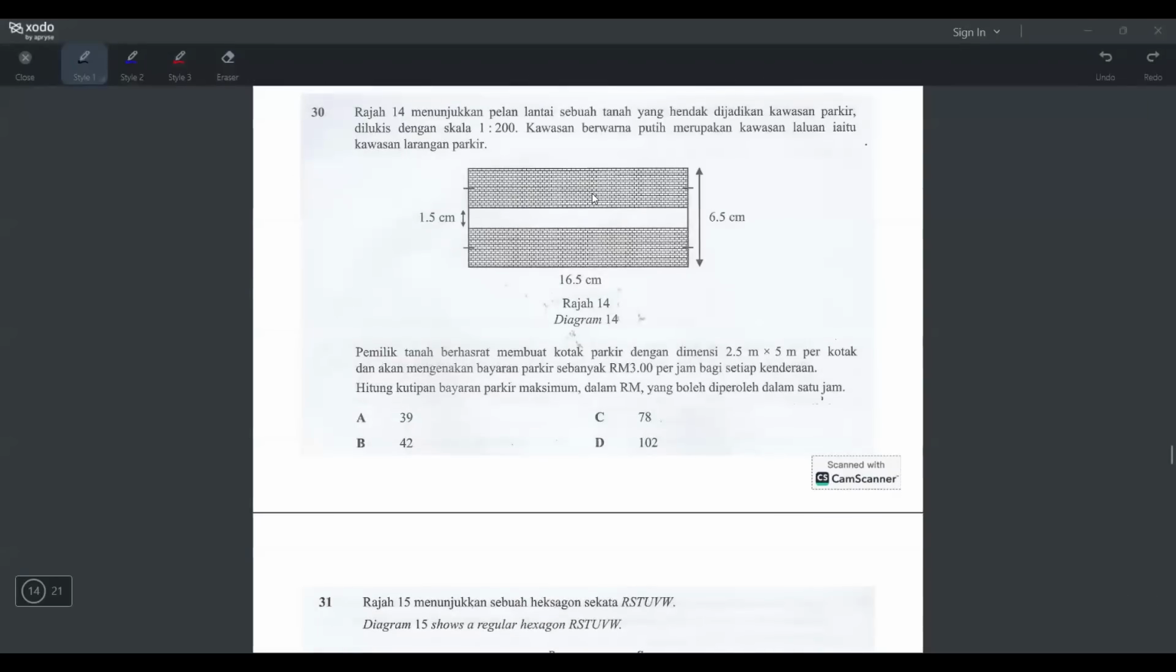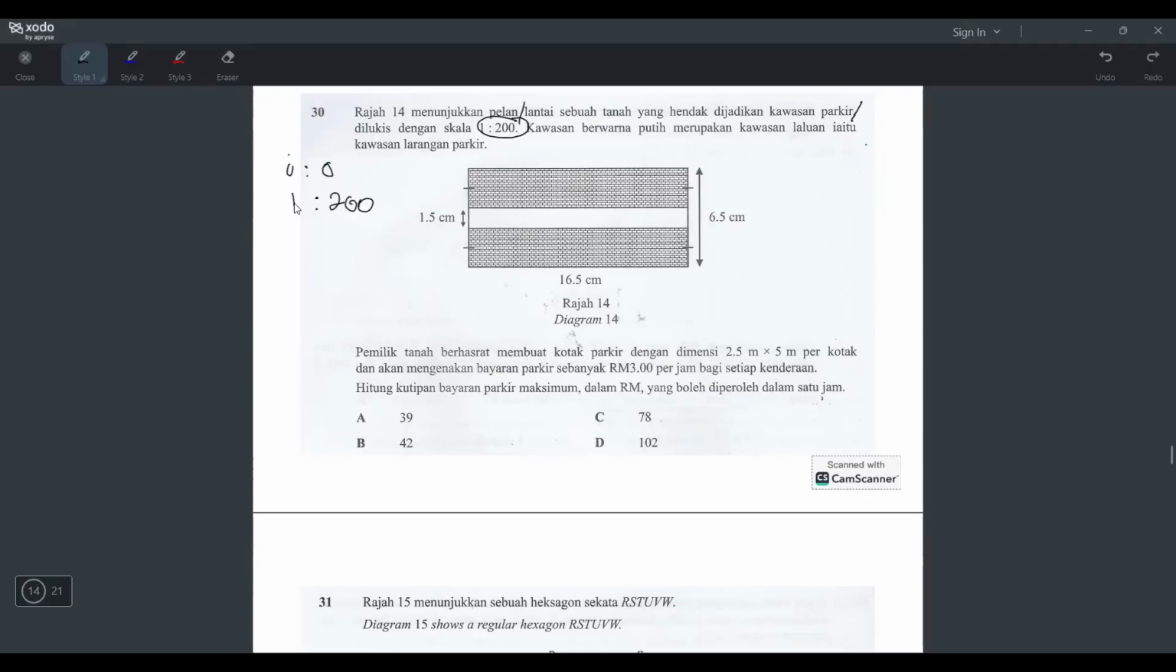All right. Let's continue with question 30. Okay. Let's read the question. Rajah 14 menunjukkan pelan lantai sebuah tanah yang hendak dijadikan kawasan parking. Okay. So this is a pelan, it means like a top view of a parking space. Dilukis dengan skala 1:200. Okay. This is definitely a scale drawing punya soalan. So scale drawing is form 3 chapter. Whenever we write scale drawing, cara kita tulis is image ratio object.